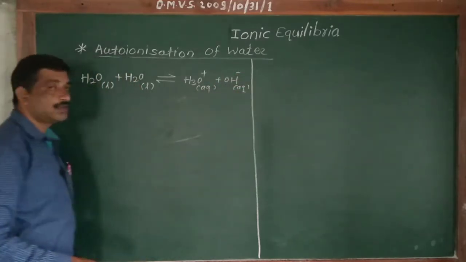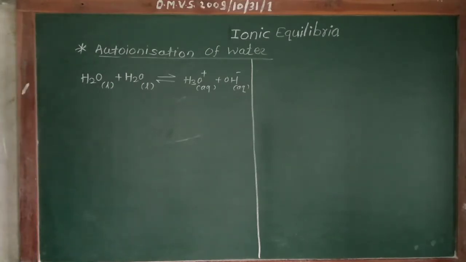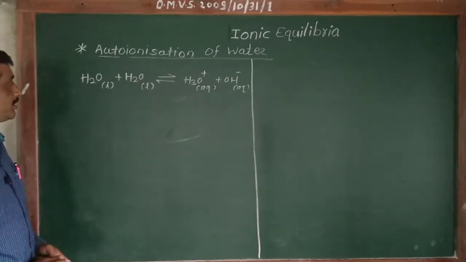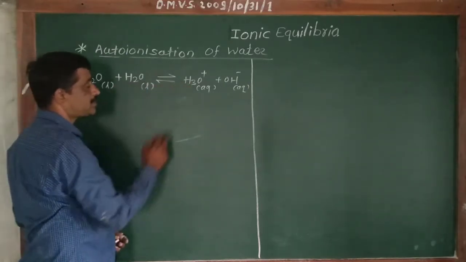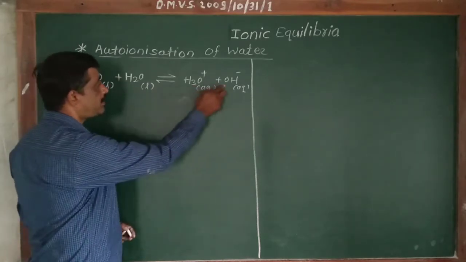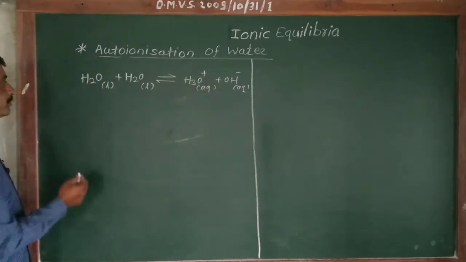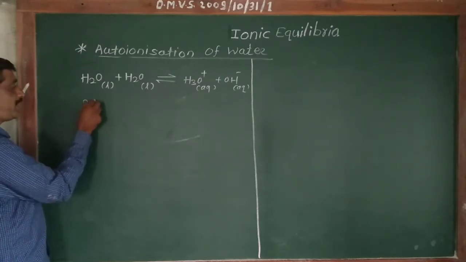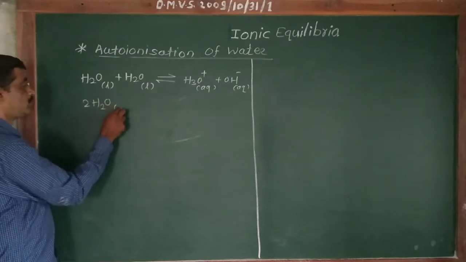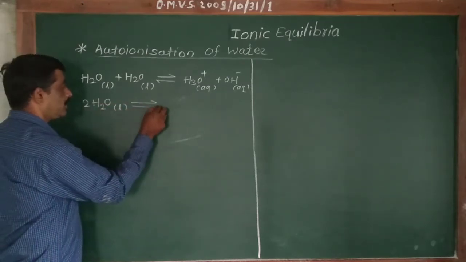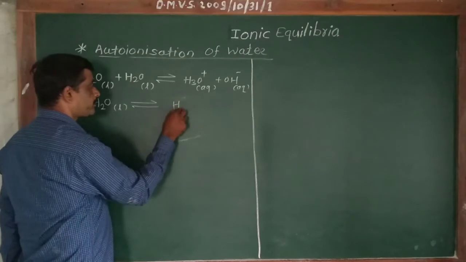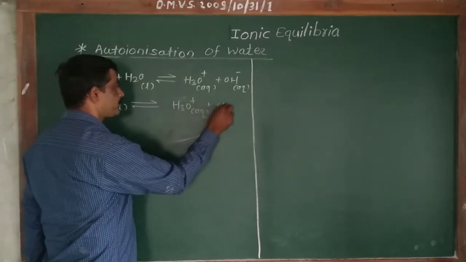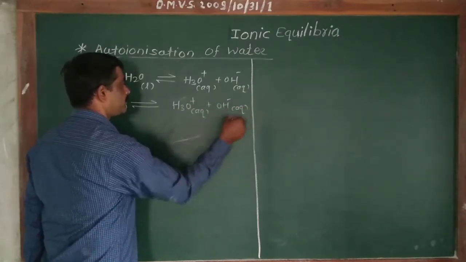So when water undergoes ionization to a small extent, a ionic equilibrium, a chemical equilibrium, is established between the water molecules and its ions, that is hydronium ion and OH minus ions, that is hydroxyl ions. This equation can also be written for simplicity as, here we take two molecules of water and they dissociate into their corresponding ions as H3O plus ions and OH minus ions.